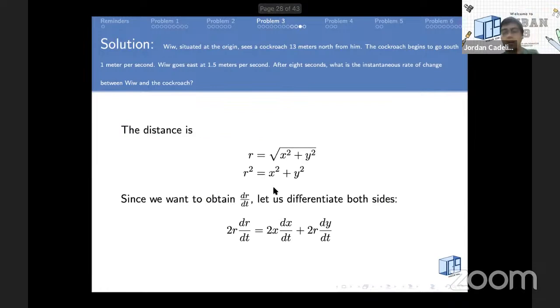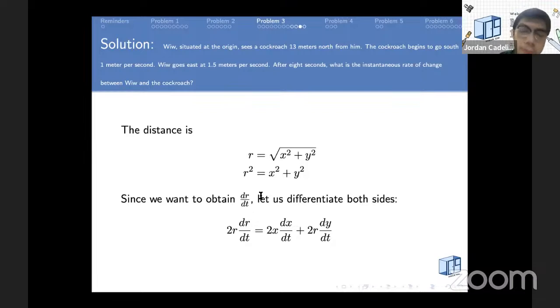Okay, with that, the relationship of r to x squared plus y squared is that our r squared is x squared plus y squared by the Pythagorean theorem. Take note that we put it in this form because it is easier to differentiate using implicit differentiation. So this is what we do. We differentiate on both sides with respect to t.